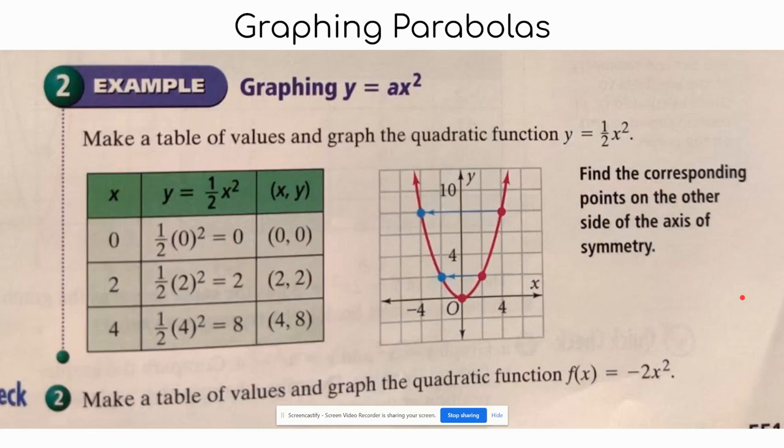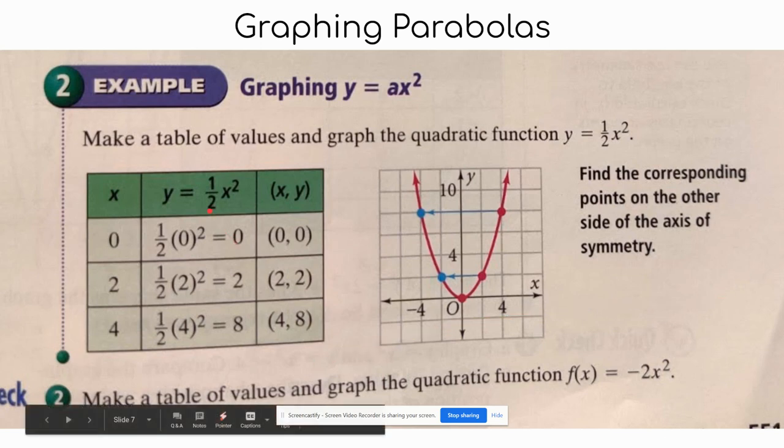All right. So let's take a look at example 2. So we are going to graph the basic function, almost the parent function, right? It's y equals x squared. However, we're going to start playing with the values of a and see if we can follow order of operations, right? Exponents first, then multiplication. So here in this case, y equals 1/2 x squared.